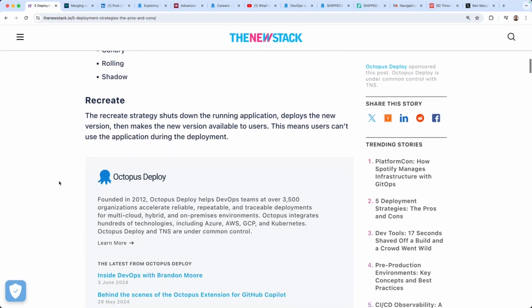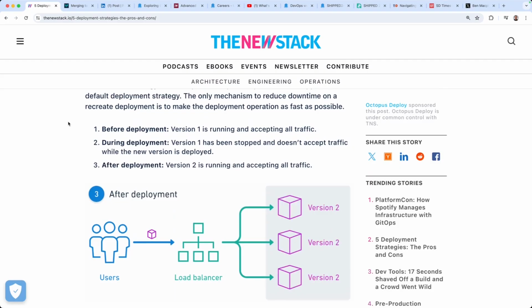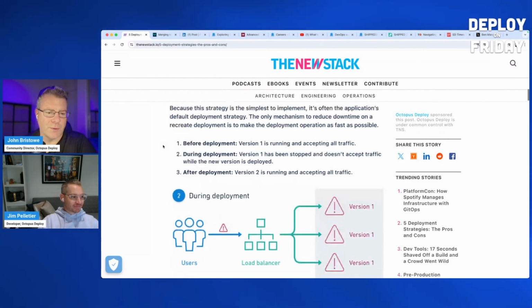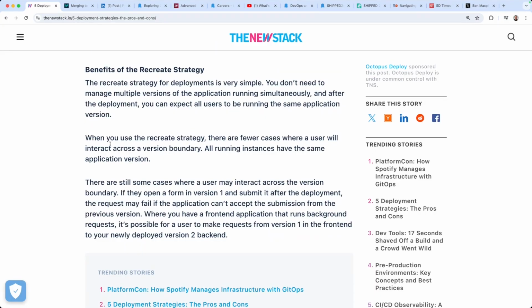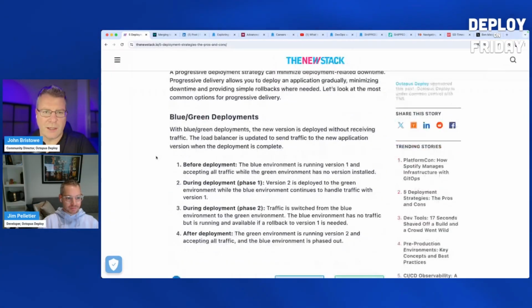The 5 strategies: recreate basically shuts down the running application, deploys a new version, and makes the new version available to users. So this is kind of like repave over the broken pavement. There are pros and cons to this before, during, and after deployment. Obviously, you have to take everyone down, unless, of course, you have one situated somewhere else. And then benefits to recreate, obviously, are very simple. You just repave. It is basically the fire and forget sort of strategy. There are other ones as well, which we talk about in great detail throughout our literature.